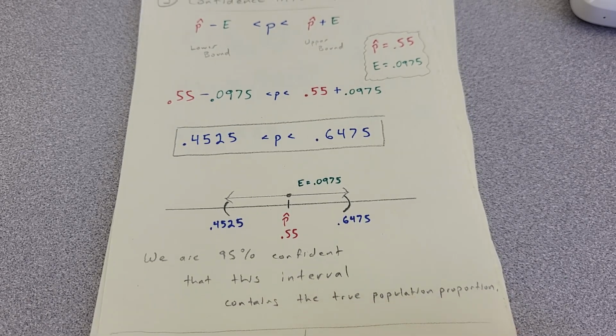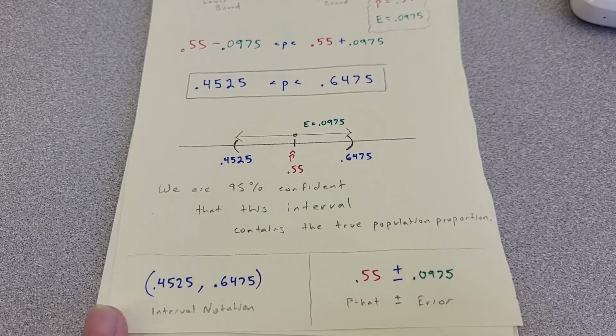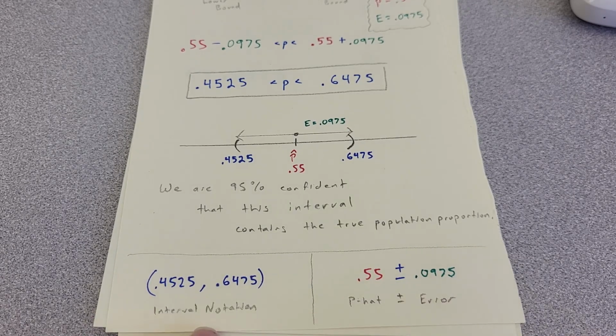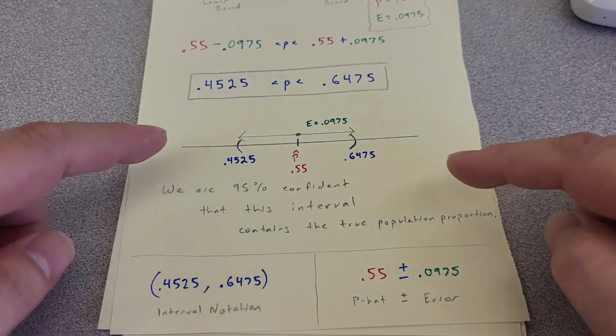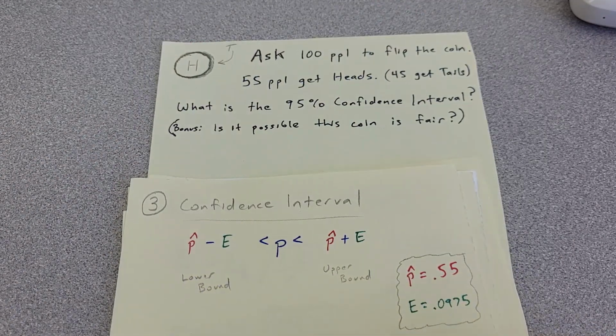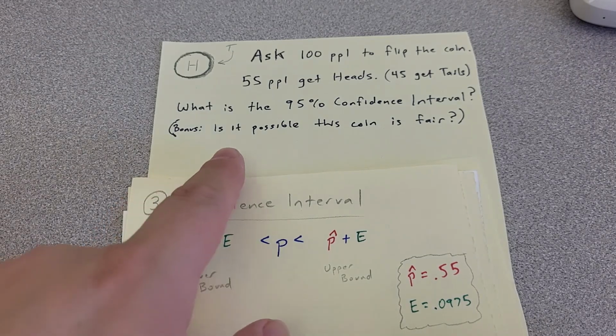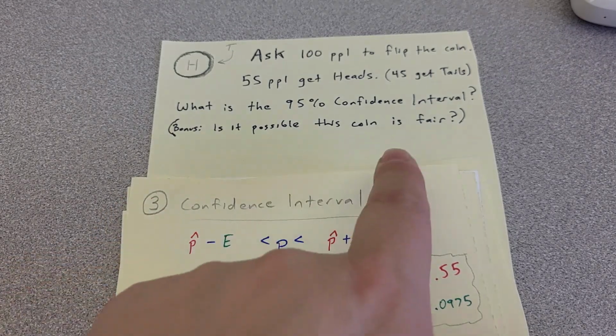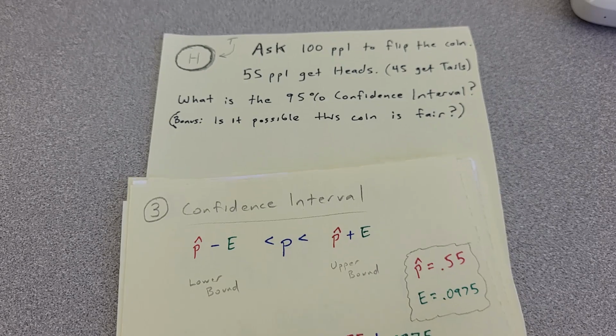By the way, if you wanted to write that in the other ways, the interval notation would look like this. That's just these two numbers inside the parentheses with a comma. Or if you wanted to write it in this form with the p-hat plus or minus error, it would look like that. And finally, to answer that bonus question, is it possible that this is a fair coin?